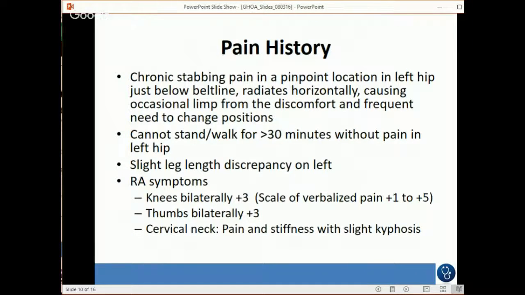Now, the RA symptoms that she deals with on a constant basis, that we're using a verbalized pain scale of +1 to a +5. She has pain at a +3 bilaterally in her knees and in her thumbs. She has cervical neck pain, and of course, with her osteoporosis and adding years to her birthday, she's got stiffness and slight kyphosis in the area of her neck.